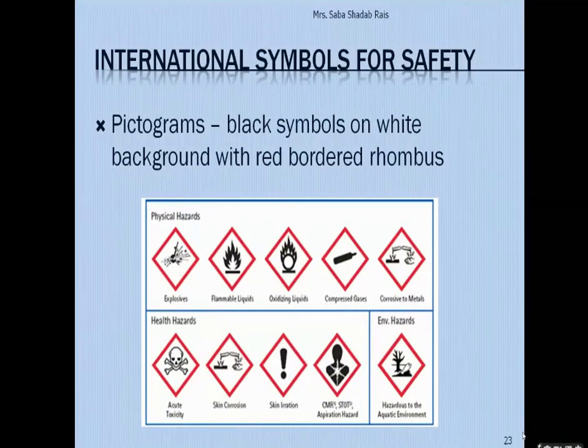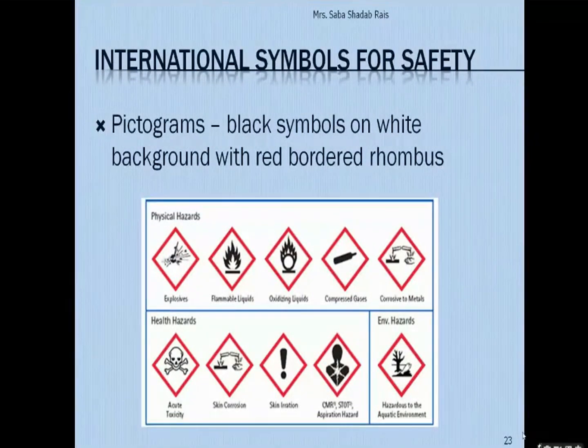So physical hazards, what could be the physical hazards? Physical hazards can be explosive, flammable, flammable liquid, oxidizing, compressed gases, corrosive to metal. Then it could be the health hazard, like toxicity, skin irritants, aspiration hazard. Not only this, there could be the environmental hazard also. We are going to learn all these types of symbols in detail in the next lecture.